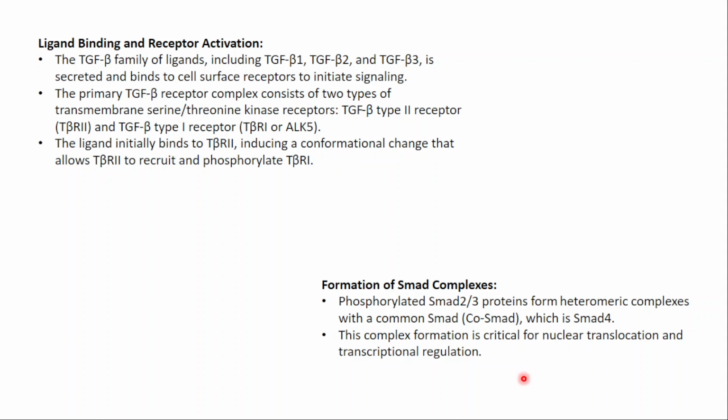Then what happens is the formation of SMAD complexes. Phosphorylated SMAD2,3 proteins form heteromeric complexes with common SMAD, co-SMAD, which is SMAD4. This complex formation is critical for nuclear translocation and transcriptional regulation. So this complex of co-SMAD along with the mediator SMAD, the SMAD2,3 or in case of BMP SMAD 1, 5, 8, will go inside the nucleus and perform transcriptional regulation.